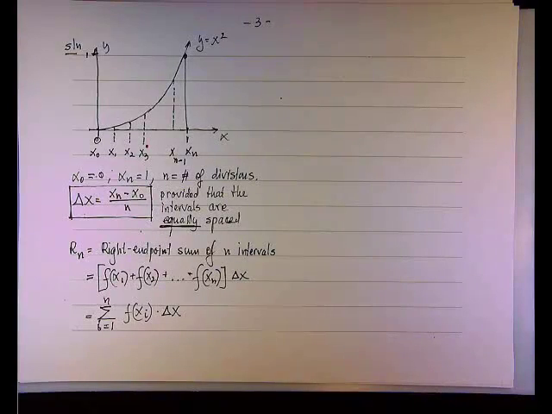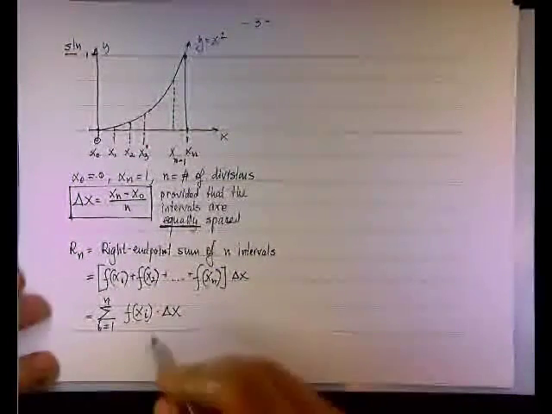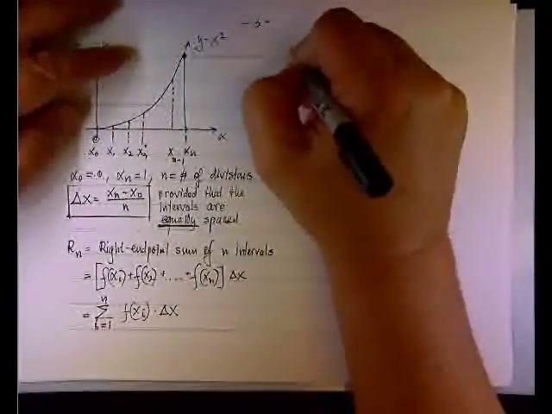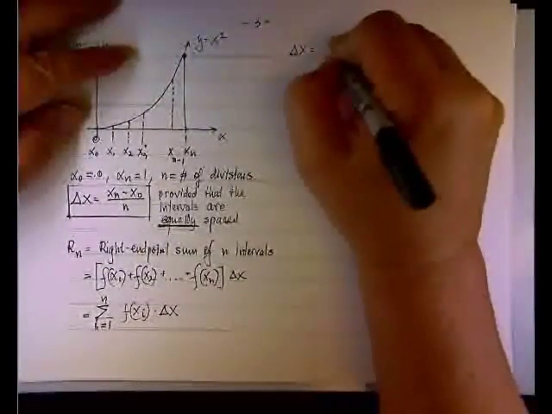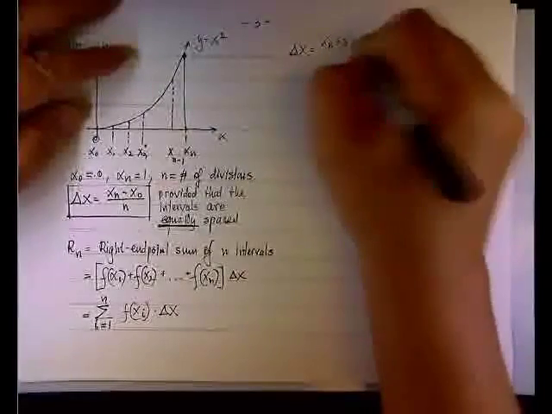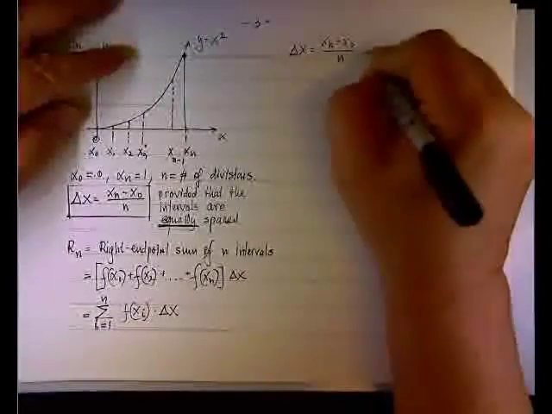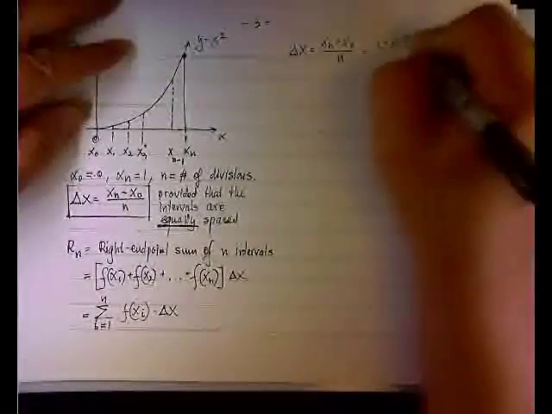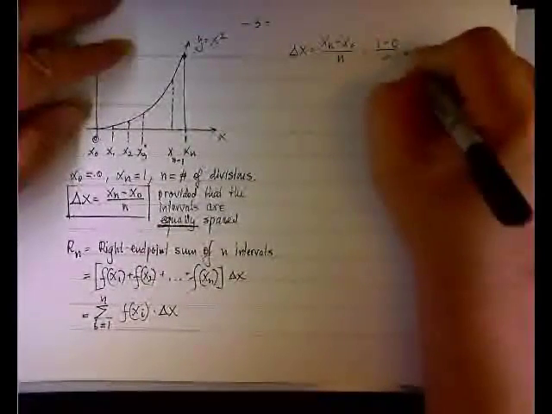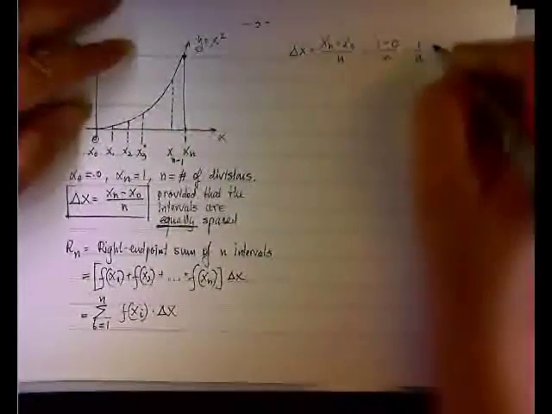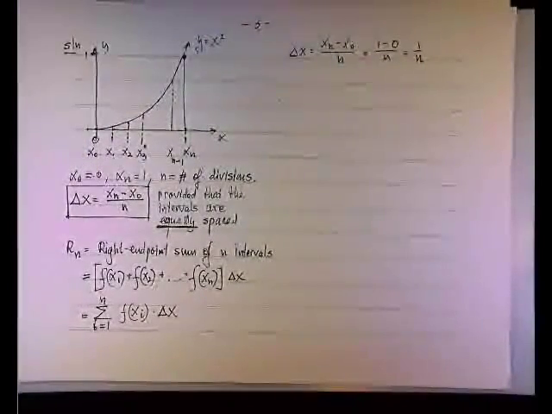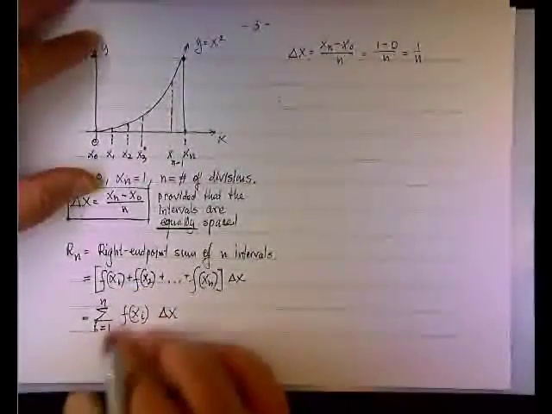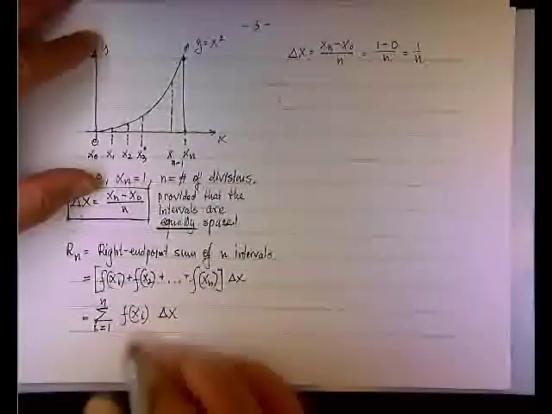So continuing with this exercise, let's look at delta x. In our case, delta x, as before, is going to be x sub n minus x sub 0 divided by n. But x sub n, the final value, is 1, and the initial value x sub 0 is 0, so delta x is 1 over n.